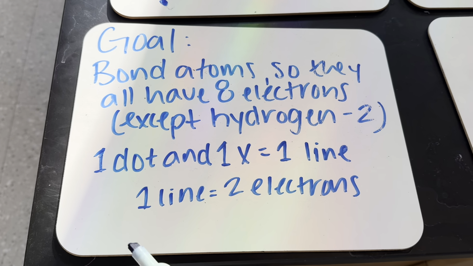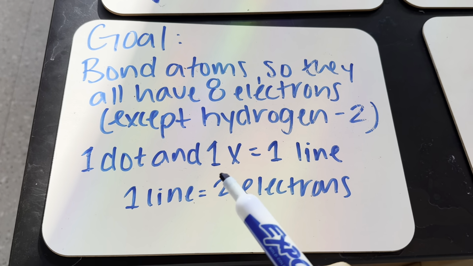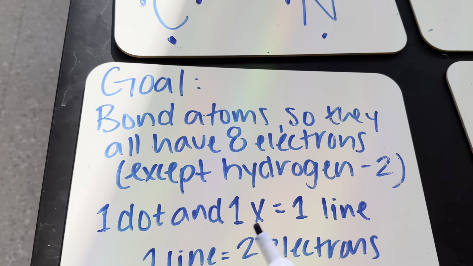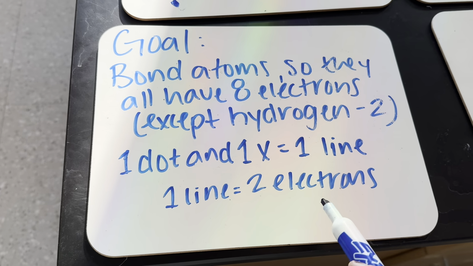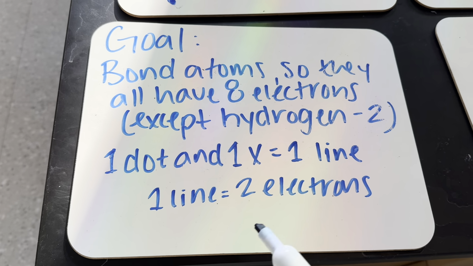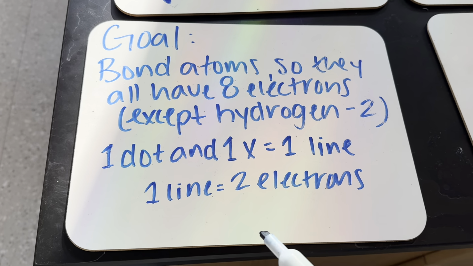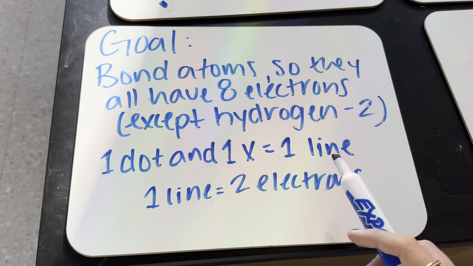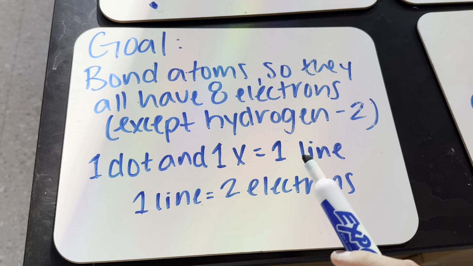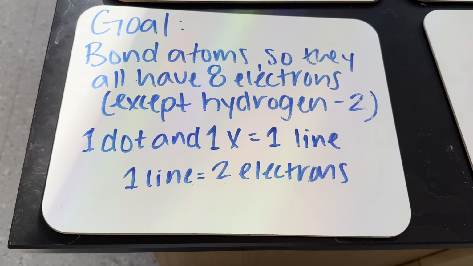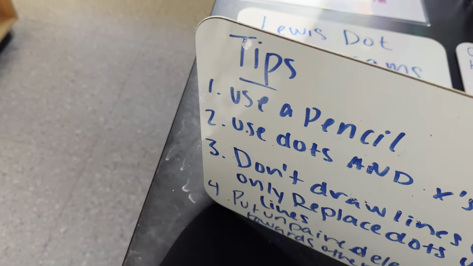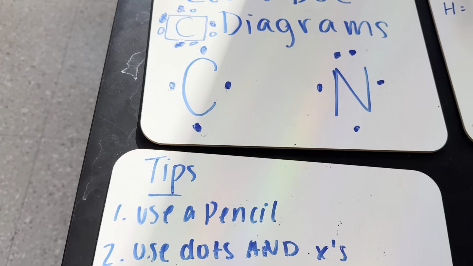I like to use dots and X's instead of just dots, even though technically it's a Lewis dot diagram. But I like to use dots for one element and X's for another element so that I know which electrons belong to who. And then if you have one dot and one X, you can make that into a line. And then one line would equal 2 electrons. So when you go back to check your work, then you can count and say, okay, every line is 2 electrons.